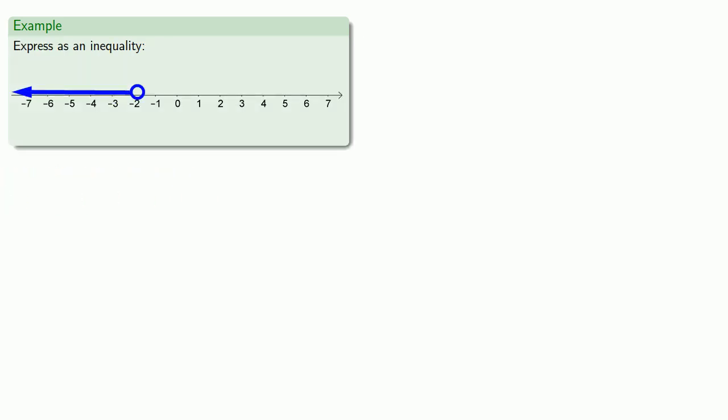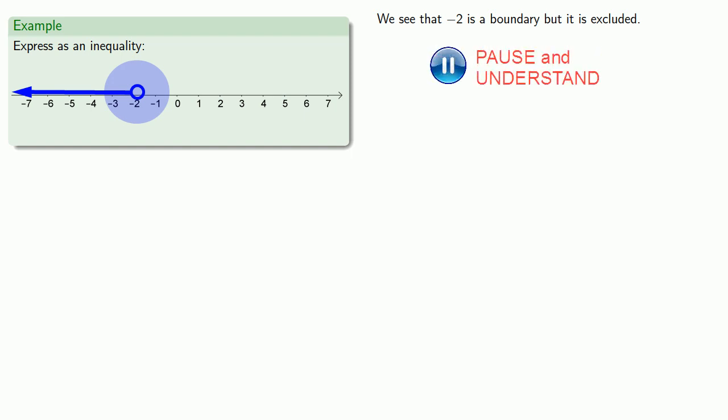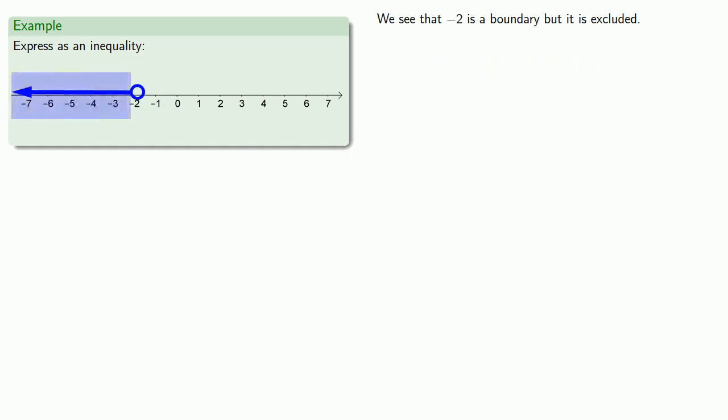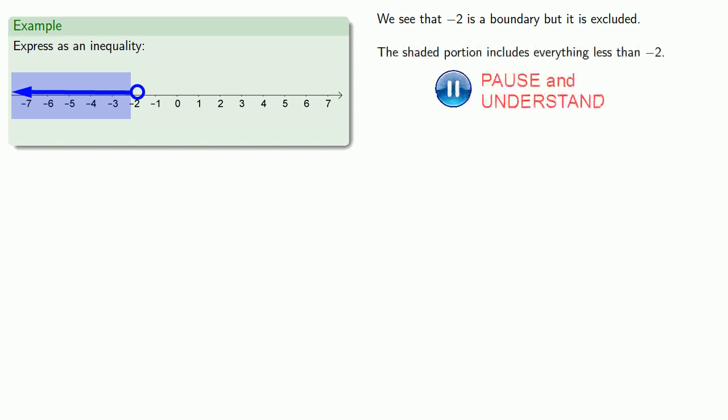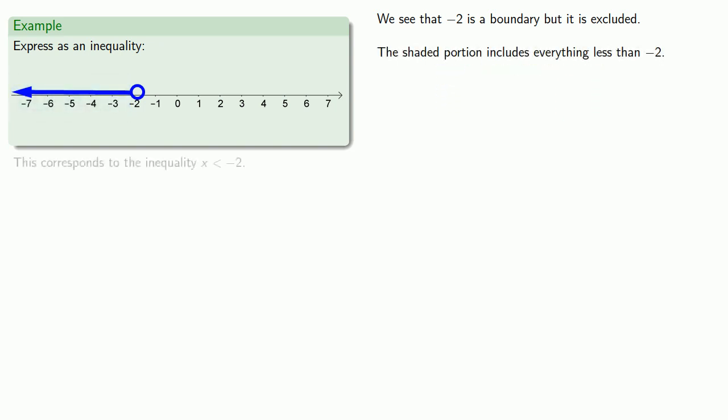We should also be able to go backwards. So we want to be able to take a graph like this and express it as an inequality. So first, we see that negative 2 is a boundary, but it's excluded because it has an open circle. Next, we see that the shaded portion includes everything less than negative 2. So this corresponds to the inequality, x is less than negative 2.